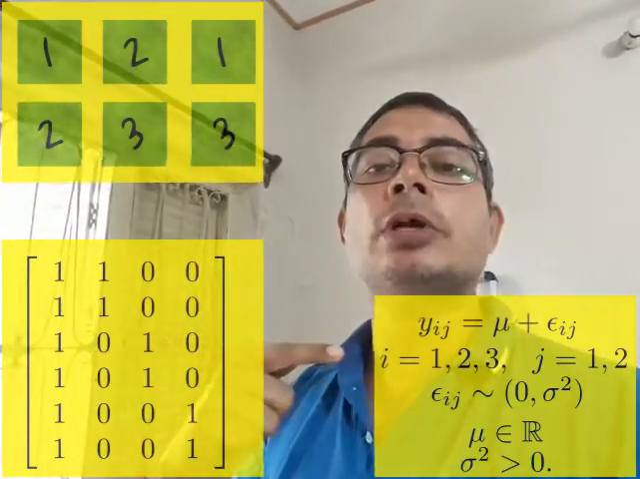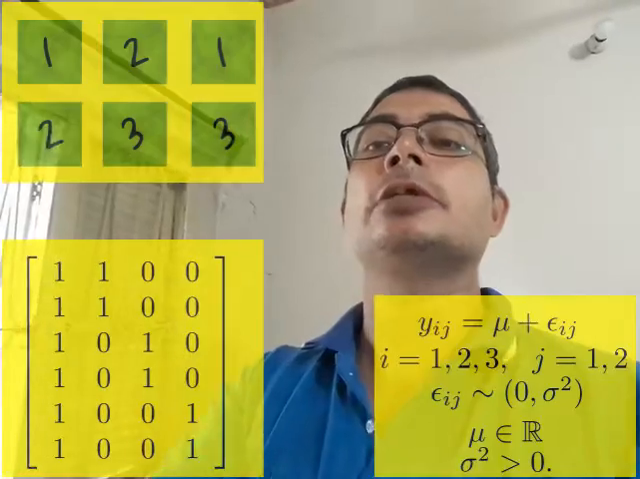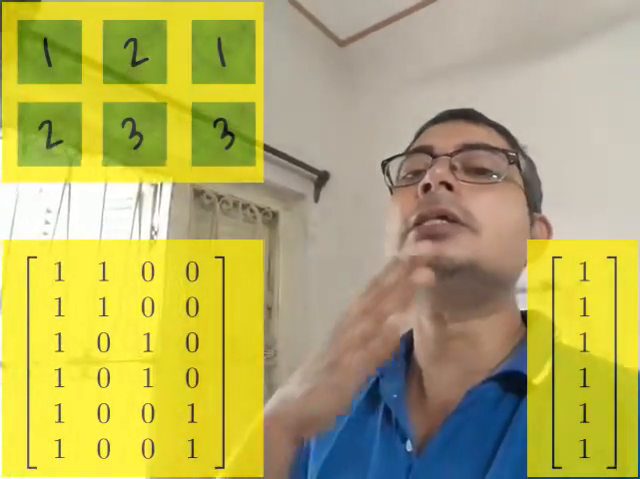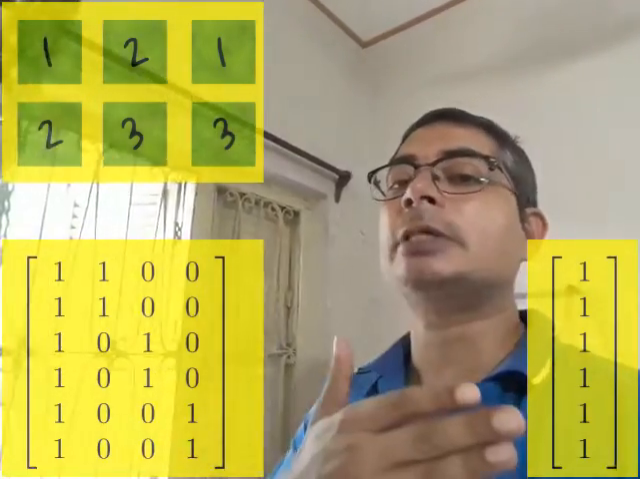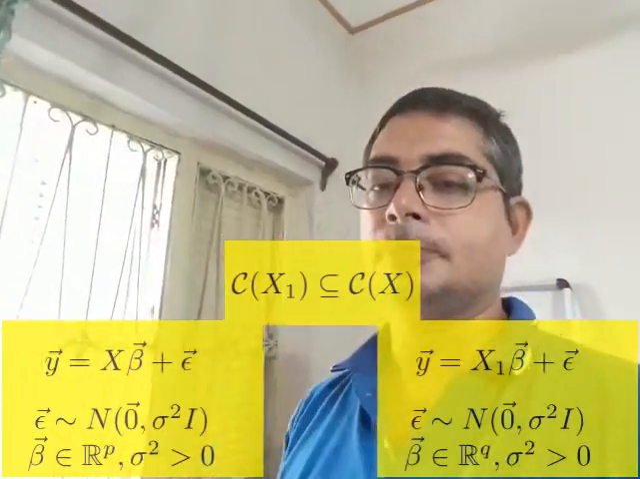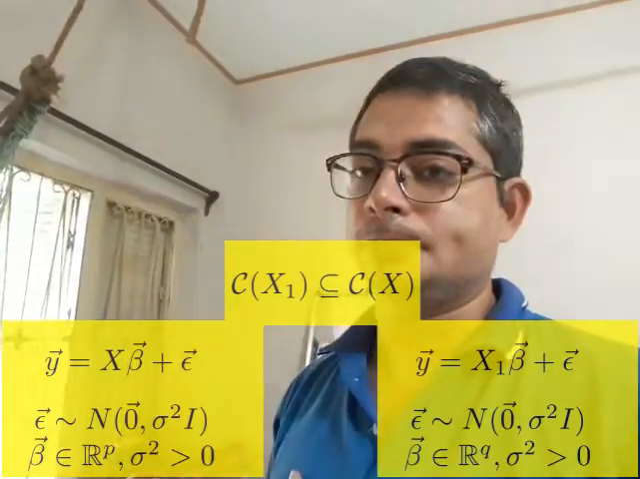Now think of what is going to be the design matrix in this case. For that, the design matrix will be 1, 1, 1, 1, 1, 1. So observe that the column space of this design matrix is a subspace of the column space of this design matrix. So that is what we are going to work with.